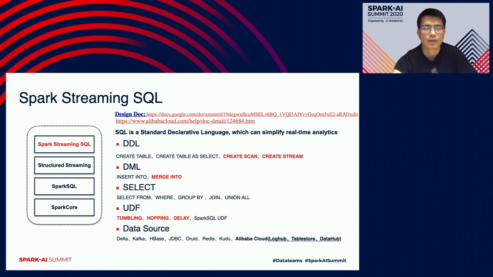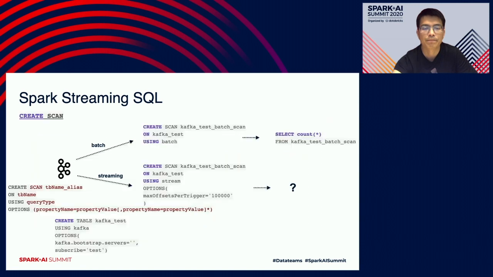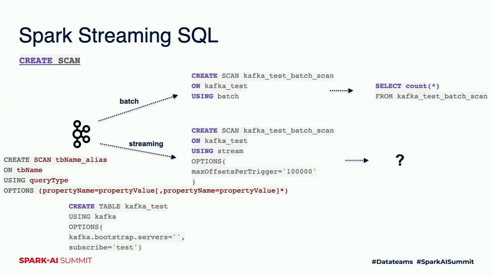Above all, structured streaming supports lots of sink and source. And we add more sink and source support, such as some storage products in Alibaba Cloud, like LogHub, TableStore, etc., and others like Kudu or Redis. We introduce some new keywords in DDL and DML. Next, I will pick some of them to explain why we need them and how to use them.